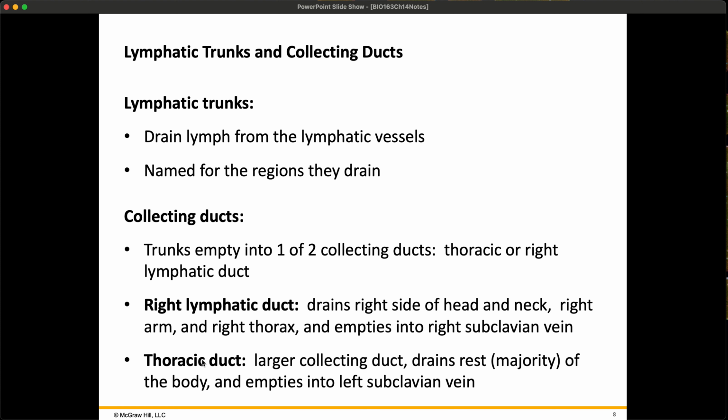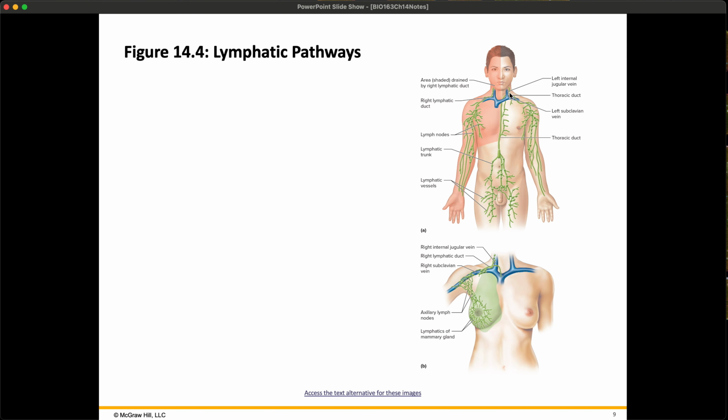It's draining from the entire left arm, the lower body, pretty much anything from the diaphragm below is all drained by the thoracic duct. And both of these dump into the subclavian veins. The right lymphatic duct into obviously the right subclavian, and the thoracic duct into that left subclavian vein. And if you remember from the subclavian, it can then return to the vena cava where it goes into the heart. And so there you can see that.